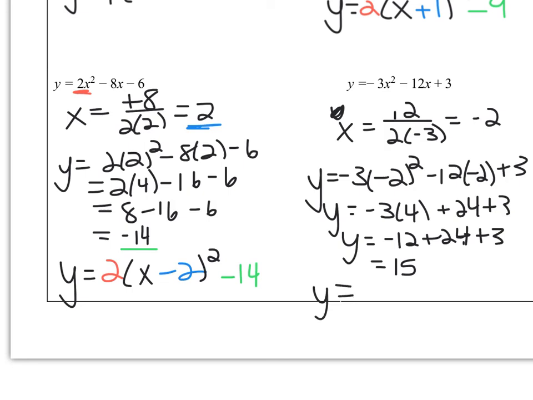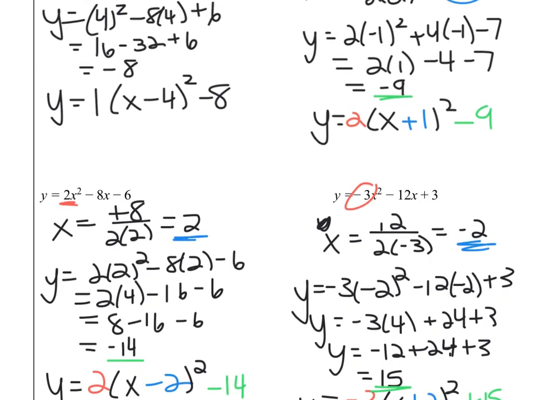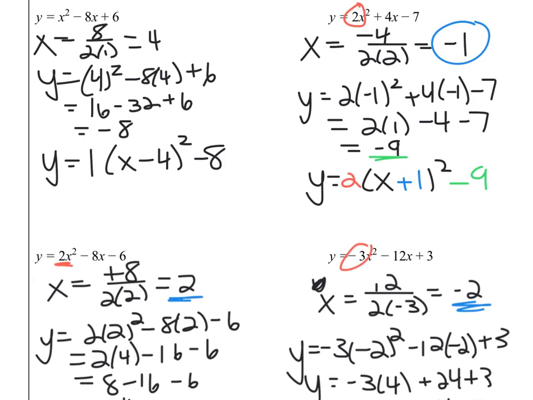So y equals, keep your a value, x, opposite of your x value, and keep your k. And oops, I just realized this one up here should be negative 10. Sorry for that. Adding is hard.